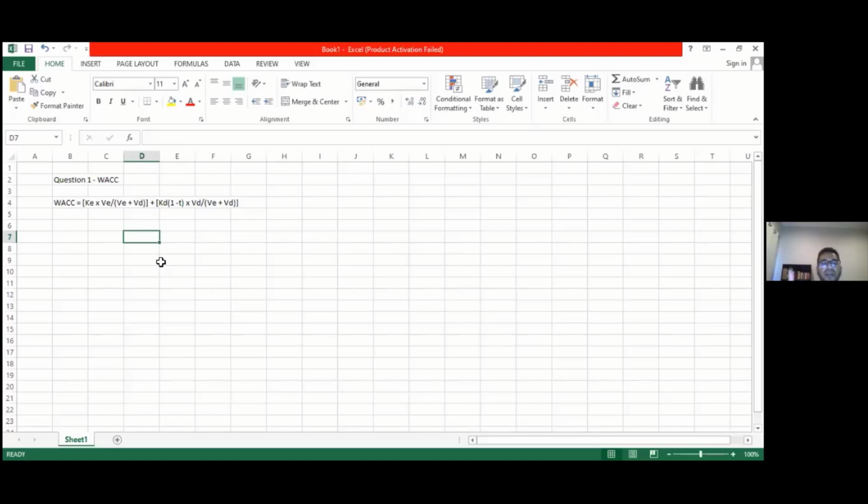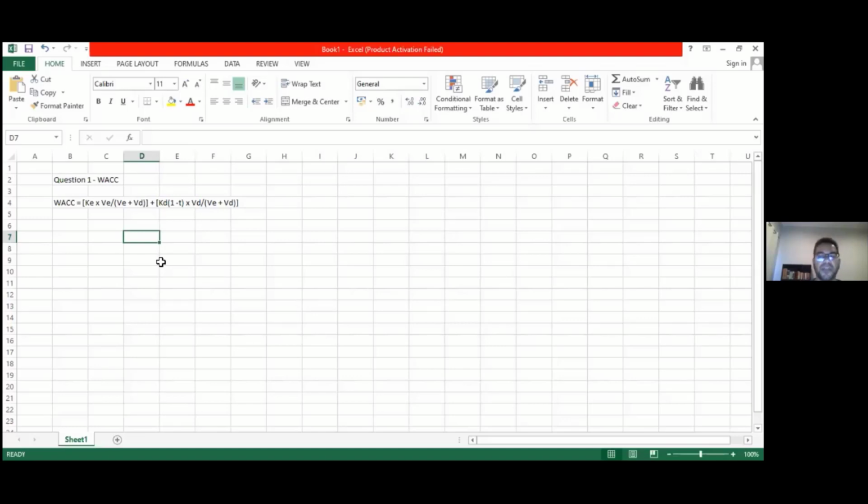So once again, we need three things for WACC: components of capital, market rate, and weighting. The market rate is the KE and the KD. The weighting is VE divided by total finance, and VD divided by total finance. Your components are what make up VE and what make up VD. So just keep that in mind.